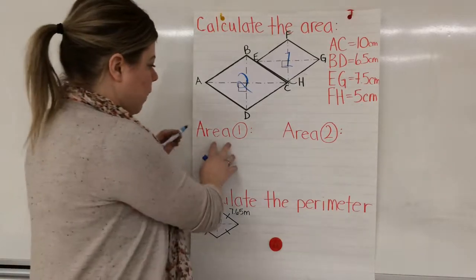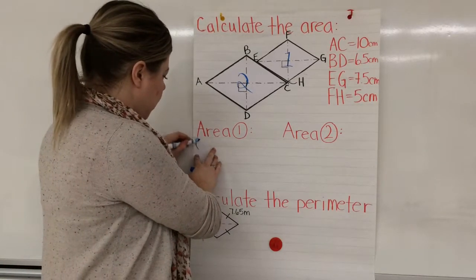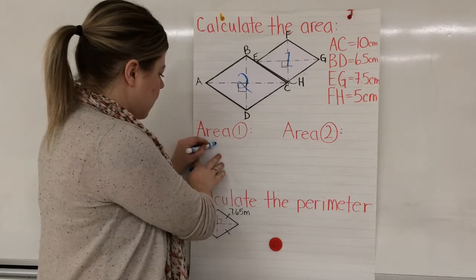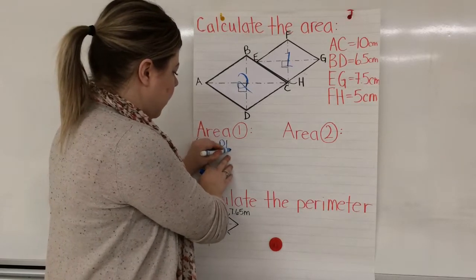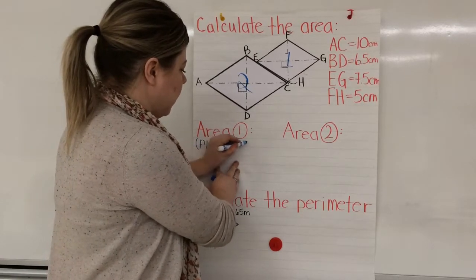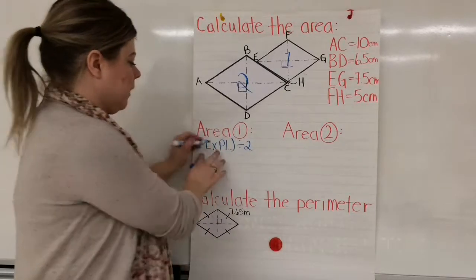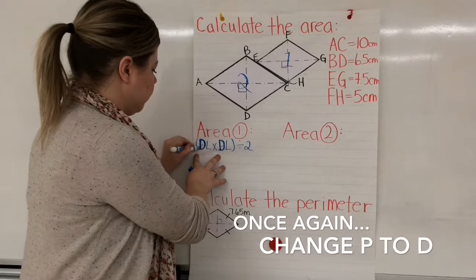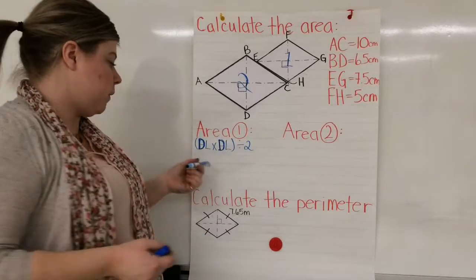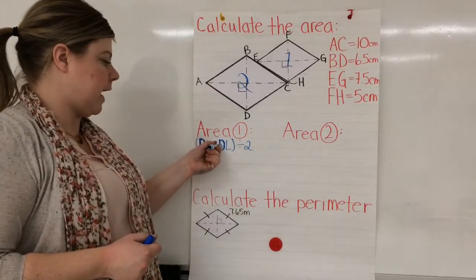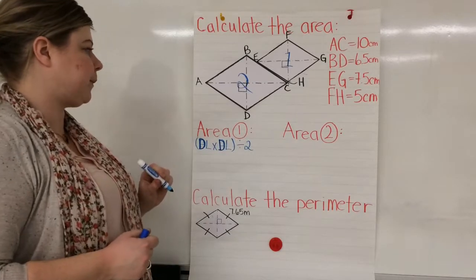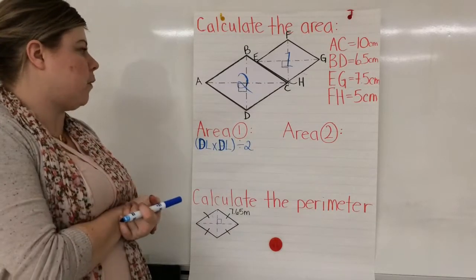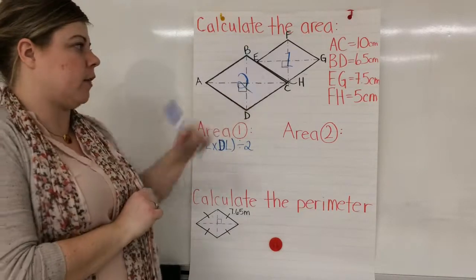So I know that my formula is equal to parallel length multiplied by parallel length divided by 2. Oh, not parallel length, I'm sorry, diagonal length. So I know that my area is equal to diagonal length multiplied by diagonal length divided by 2. So the first thing that I'm going to do is plug in those numbers.